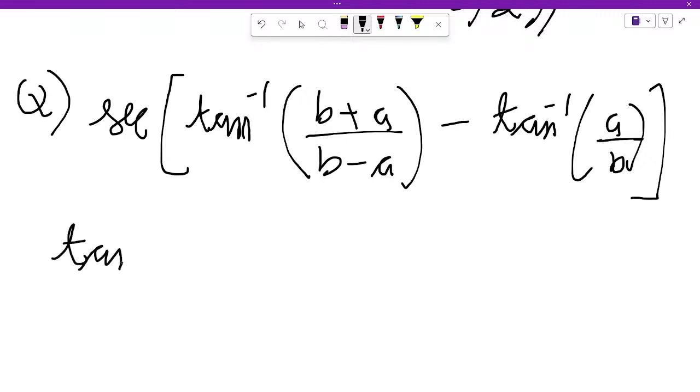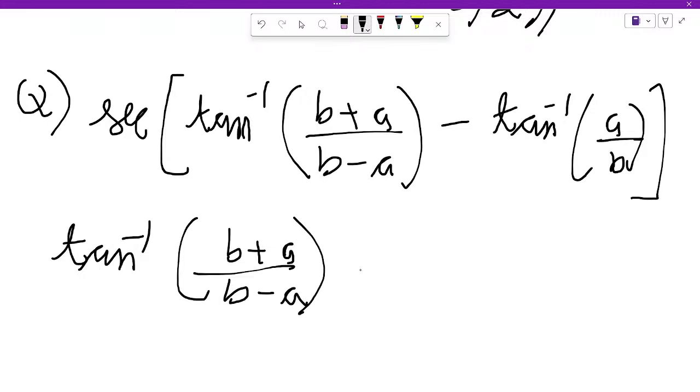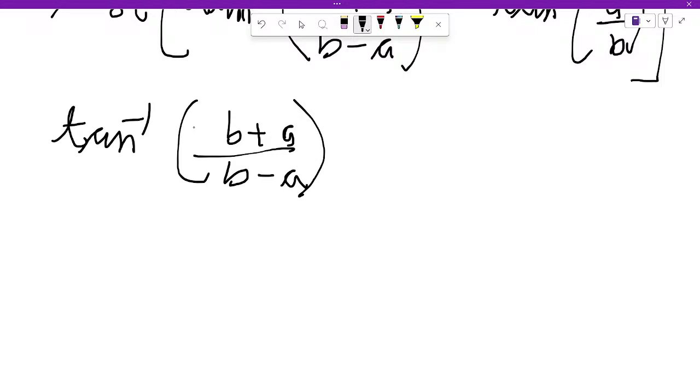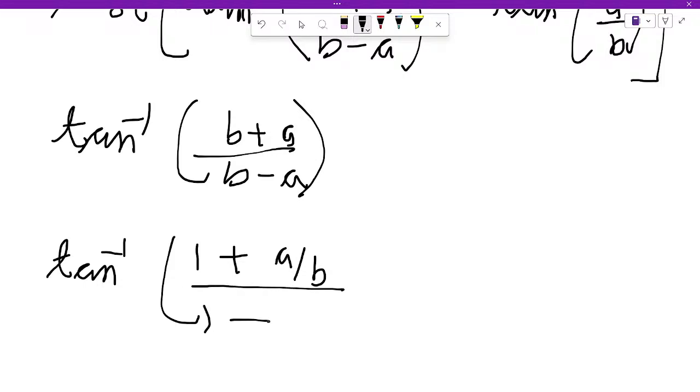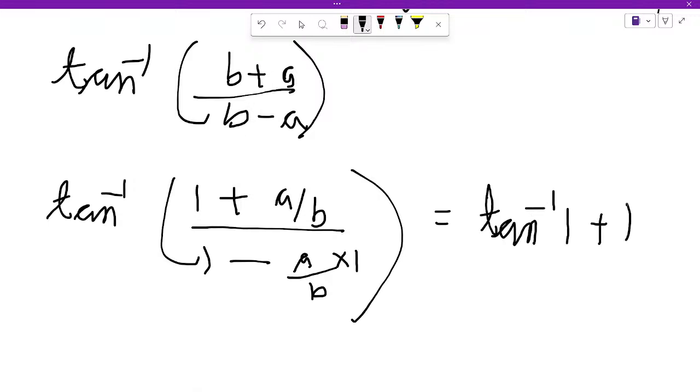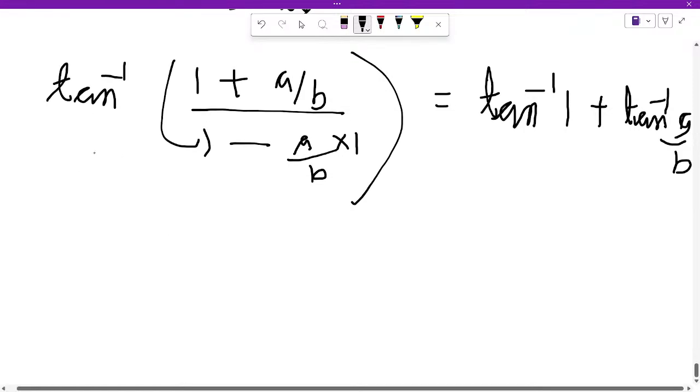Okay, let me write it down. Tan inverse (b plus a) by (b minus a). Internally I'm just dividing b on both numerator and denominator, that is, I'm just multiplying 1 by b on numerator and denominator. So it will be like this. Tan inverse: 1 by b into b is 1, 1 by b into a is a by b, divided by 1 minus 1 by b into a, which is a by b. So this is equivalent to tan inverse 1 plus tan inverse a by b, right? So when we go to the question, we can substitute that (b plus a) by (b minus a) with the help of this.